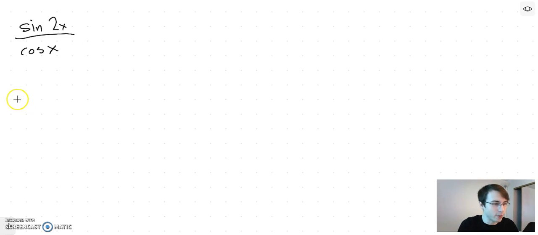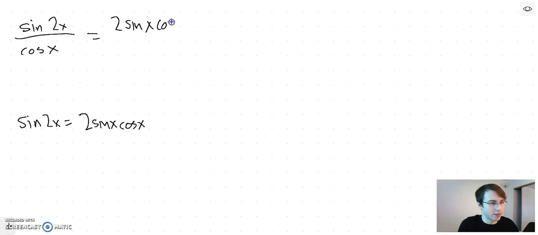But remember our double angle formula, sine of 2x equals 2 sine x cos x. So we can change this numerator here to 2 sine x cos x over cos x. Now it looks like something can simplify. We can cross off the cos x here and the cos x there, and that's 2 sine x. So this simplified is actually 2 sine x.